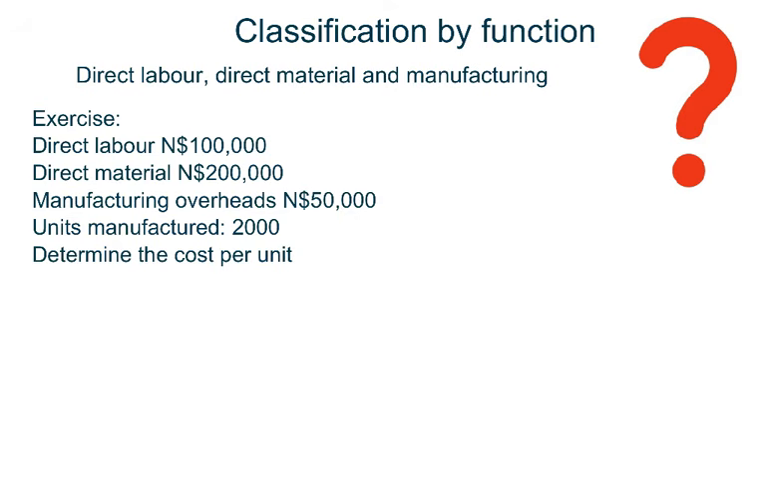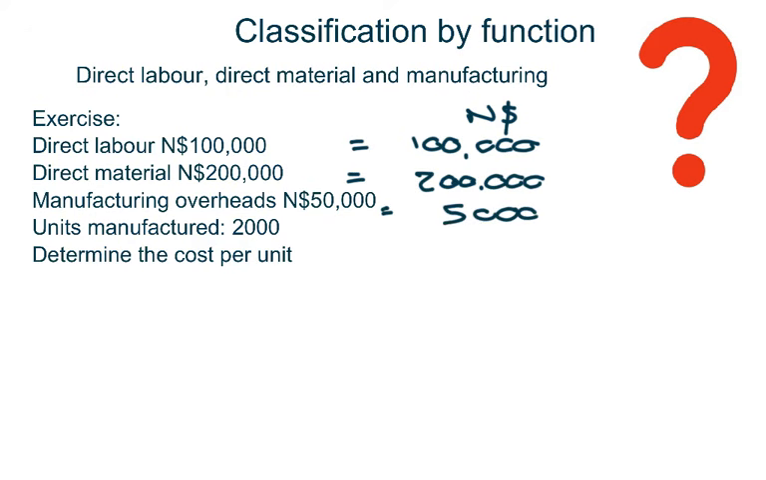All right, so let's quickly add up all our costs. We have direct labor of 100. I will only do it there. And remember, we are talking about Namibian dollars. We have direct material of 200,000. And we have manufacturing overheads of 50,000. So what is the total cost involved? If you add this up, you will get 350,000.